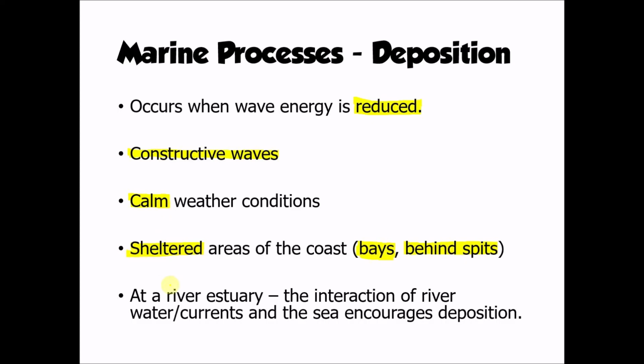It can also happen in a river estuary. So that's where the river meets the sea. And that's because the interaction of the river water and the sea water encourages deposition to happen. We will look at this a bit more specifically when we look at the formation of salt marshes and mudflats. There's an important interaction between seawater and freshwater and the sediment being brought down by rivers, which can encourage deposition to happen quite quickly in those environments.